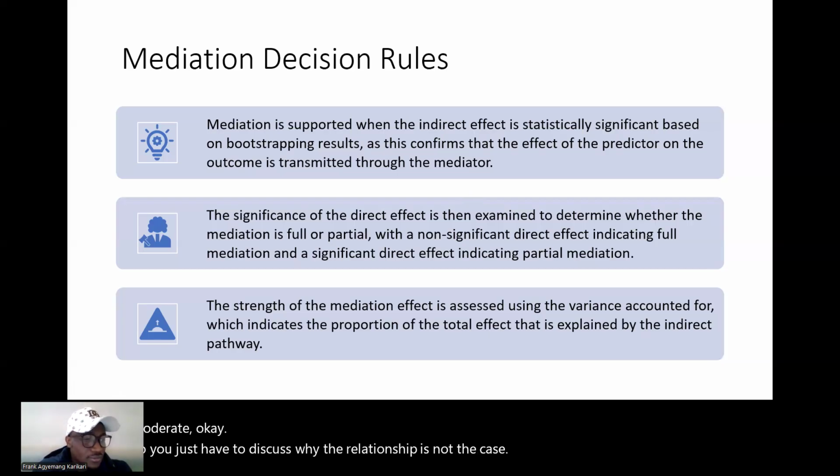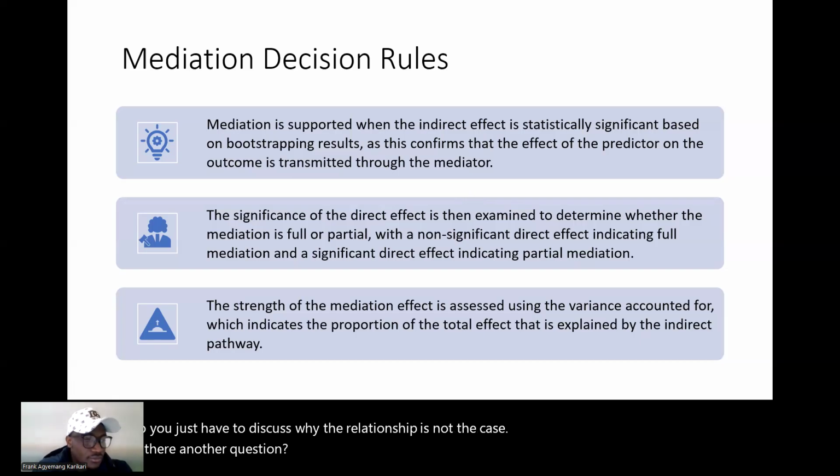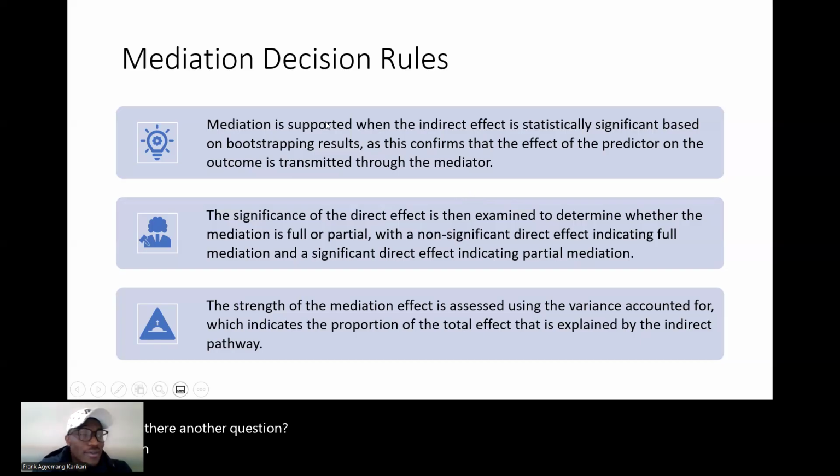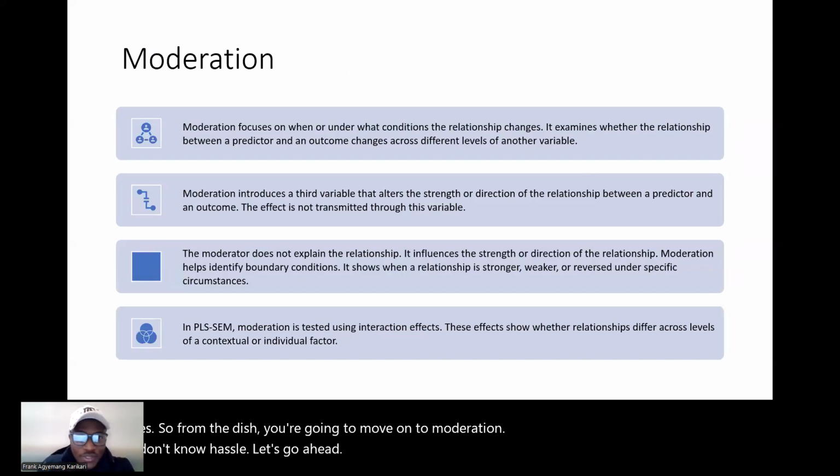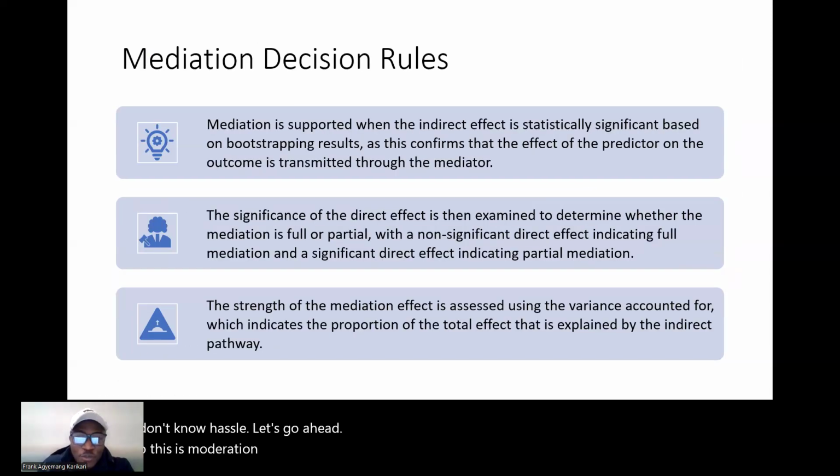Is there another question? So moderation and mediation, are they different? Oh, yes. So from mediation, you're going to move on to moderation. Let's go ahead. So this is moderation. Let's look at it. I think this was the last slide before the questions came in.